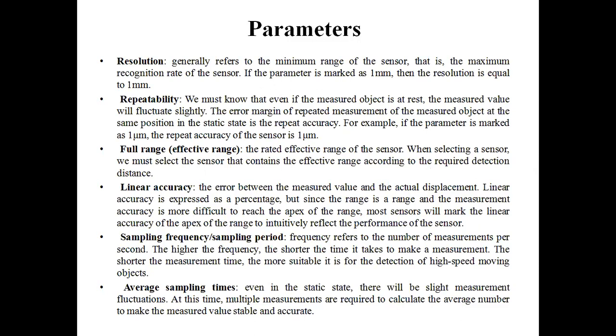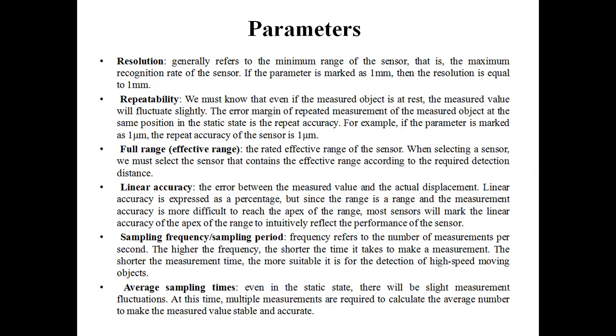The parameters are resolution, repeatability, full range, linear accuracy, sampling frequency or sampling period, and average sampling times. Resolution is the minimum range of the sensor, the maximum recognition rate. Repeatability: if the measured object is stressed, the measured value will fluctuate slightly. What about the full range? It is the rated effective range of the sensor. What about linear accuracy? It is the difference between the measured value and the actual displacement.